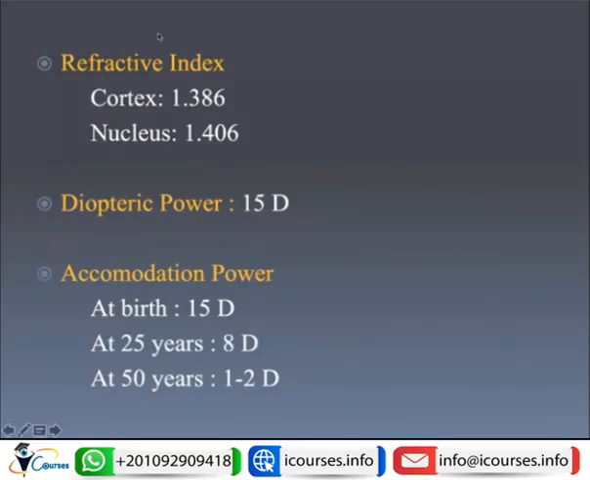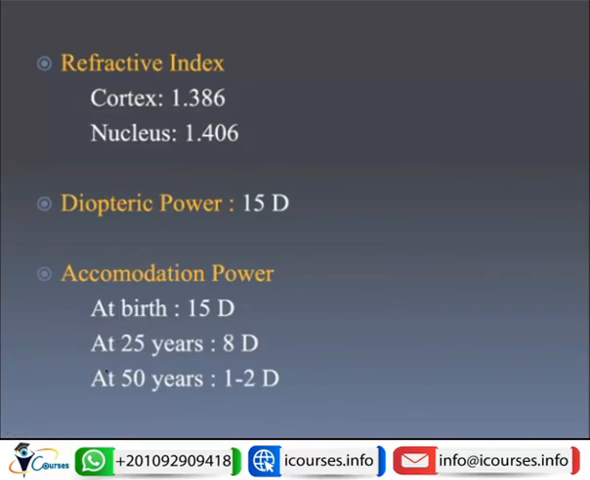The refractive index for the lens is different according to whether it is the cortex or the nucleus. So the cortex is 1.3 and the nucleus is 1.4, and this will again have important aspects in the optics. Dioptric power of the lens is about 15 diopters, and the accommodation power of the lens will be increased more at the younger age. So at birth it is about 15 diopters to compensate for the small axial length.